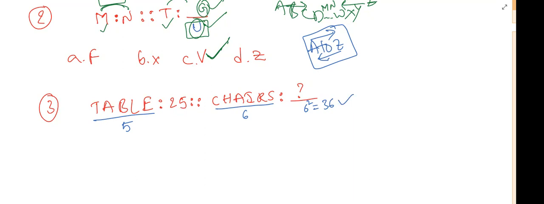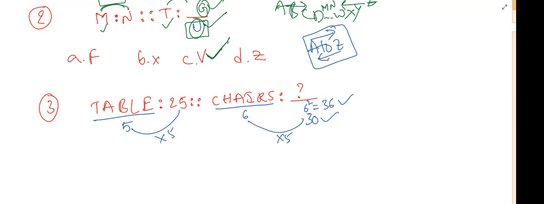So why don't we take the logic this way? 5 into 5 is 25. If we apply the same logic, 5 into 6 is 30. Maybe 30 is available in the options. Yes.